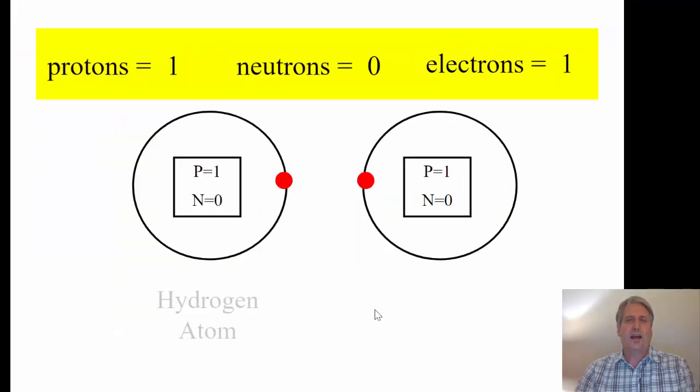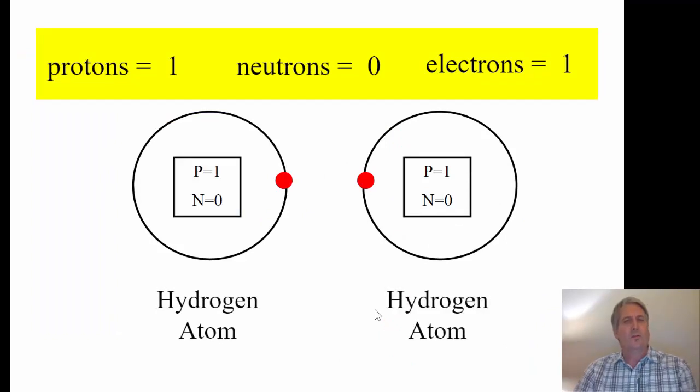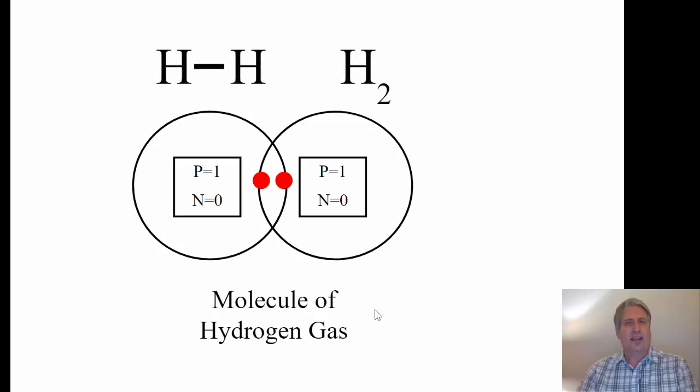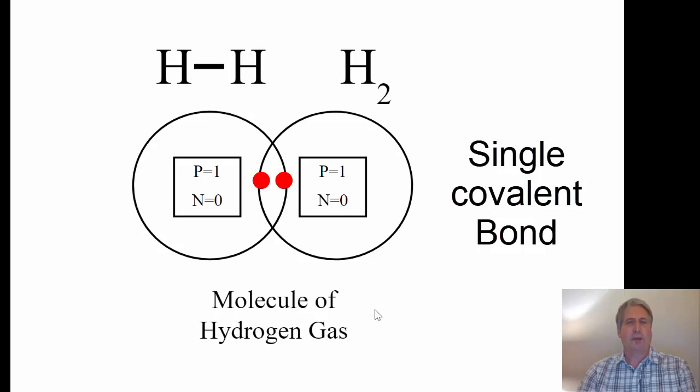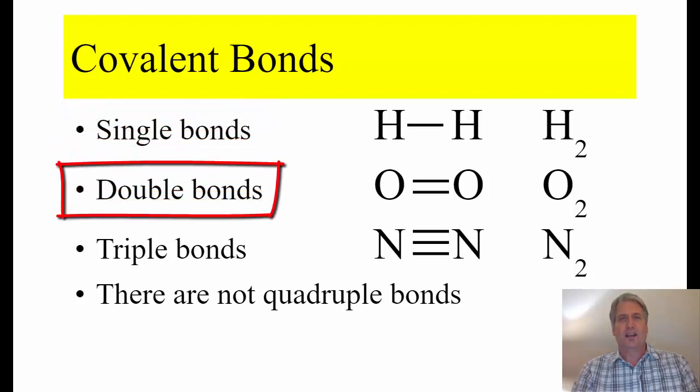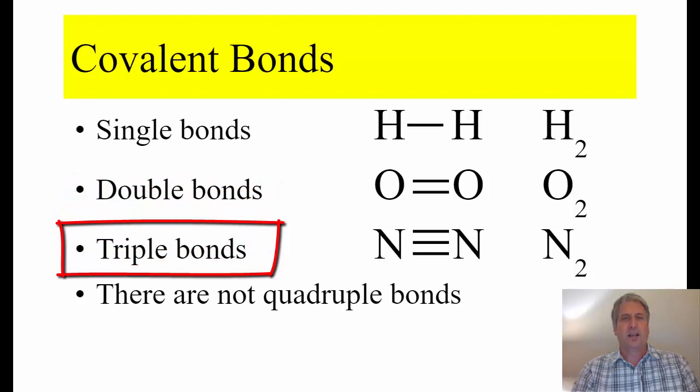Let's look at how these 2 atoms of hydrogen will bond together covalently. Each atom would like to share 1 electron in order to fill its outer energy level. By one hydrogen bonding with another, they both fill their outer energy level and create molecular hydrogen or hydrogen gas, a covalently bonded compound. There are 3 types of covalent bonds that can form: single covalent bonds, double covalent bonds, and triple covalent bonds. There are no quadruple covalent bonds.